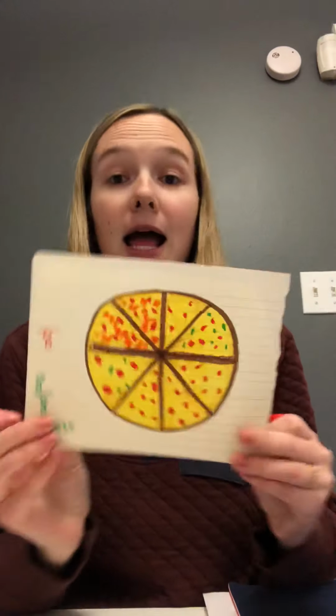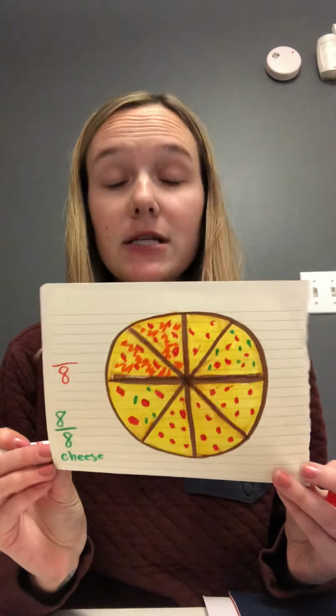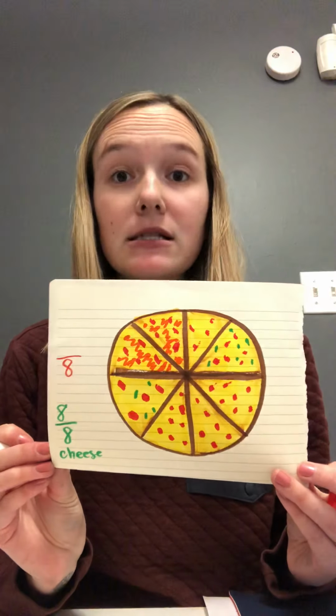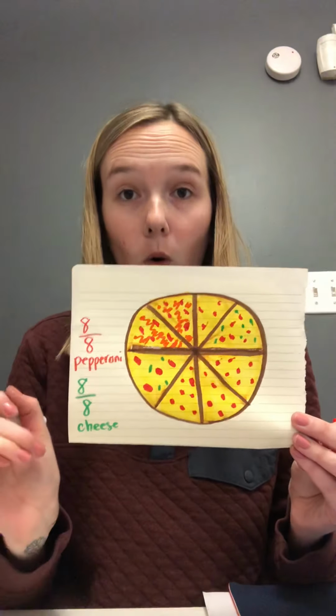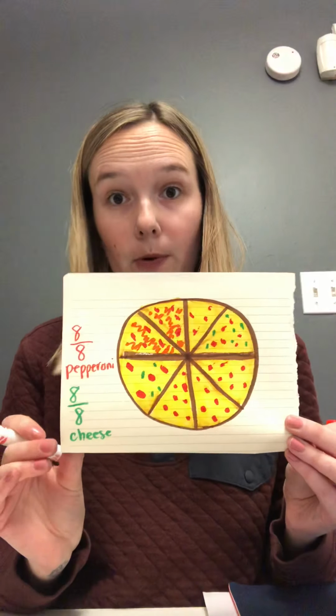For pepperoni, my bottom number is still going to be 8 because I have 8 pieces. Every single piece of pizza has pepperoni on it. So 8 out of 8 pieces have pepperoni. That means my whole pizza has pepperoni. 8 out of 8 is a whole because the whole thing is covered in pepperoni.